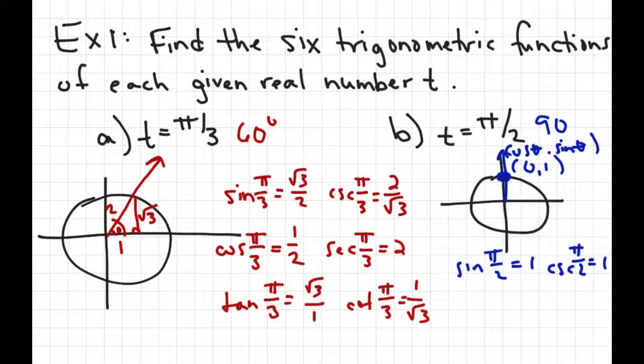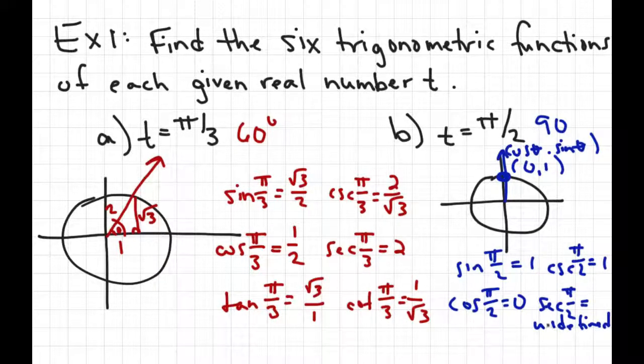Here's the fun part. The cosine is the x-coordinate, which is 0. But what happens when you flip the fraction 0 over 1? You get 1 over 0. Can you have 0 in the denominator of a fraction? No. So we say that the secant is undefined. I know I'm starting to run out of space here.